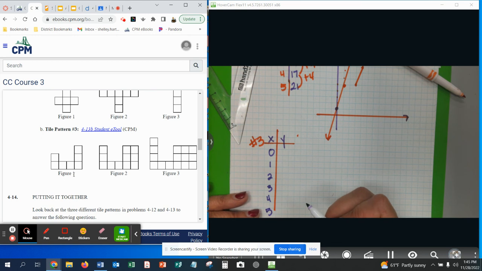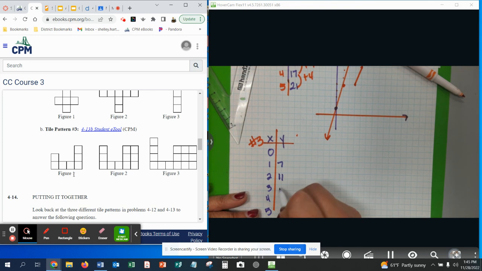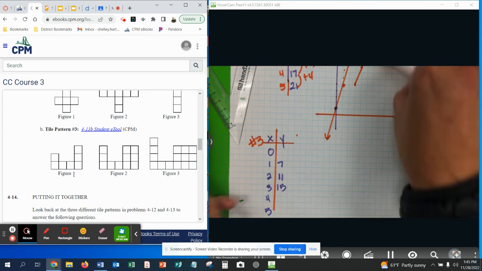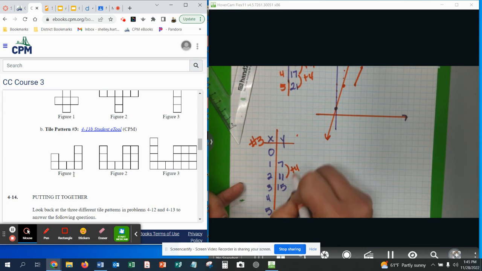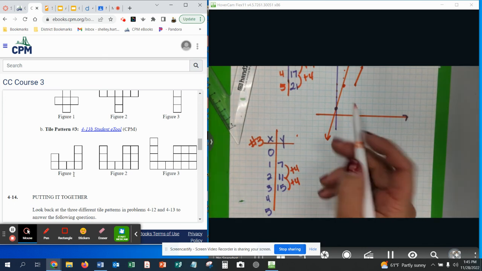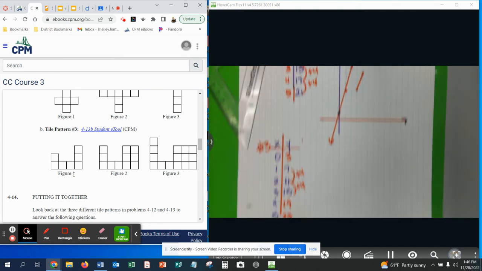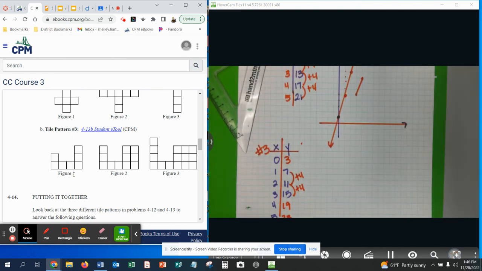Who's got what's in figure 1? Wyatt. 11, good. And then, Coda. Perfect. What is this going up by? So this is going to be 3, right? This is going to be 19, 23. Who can tell me what the equation is right now? Josiah.